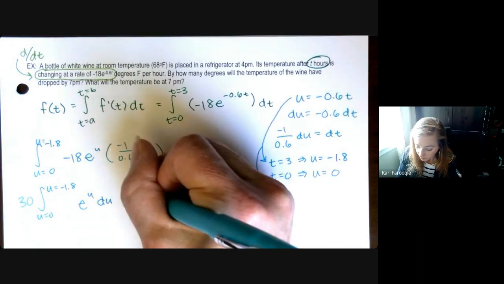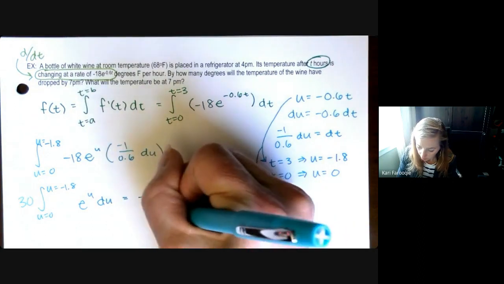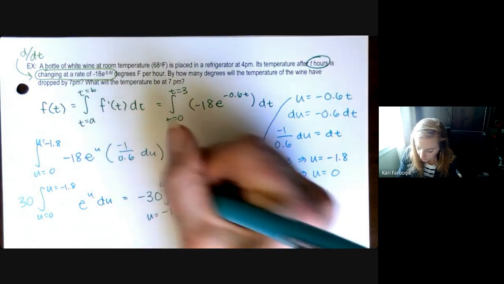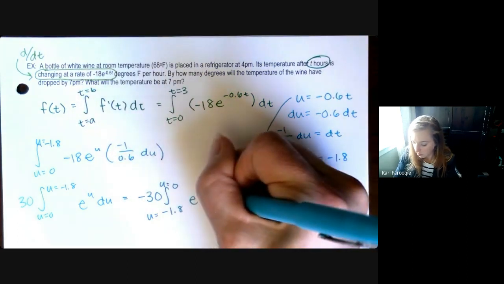So this is negative 30 times the integral from negative 1.8 to 0 of e to the u du.